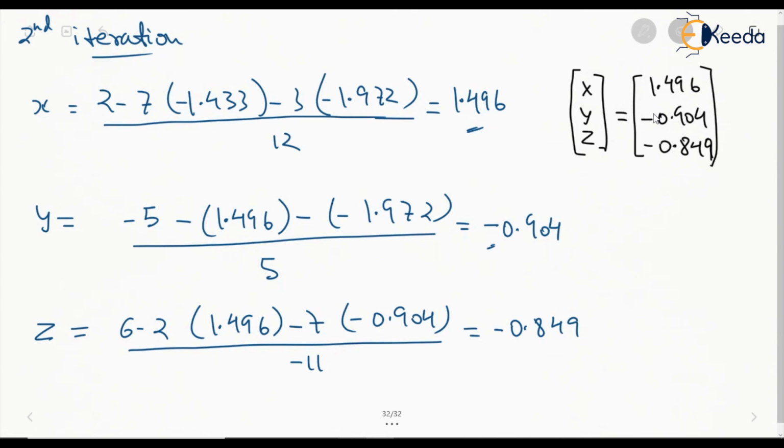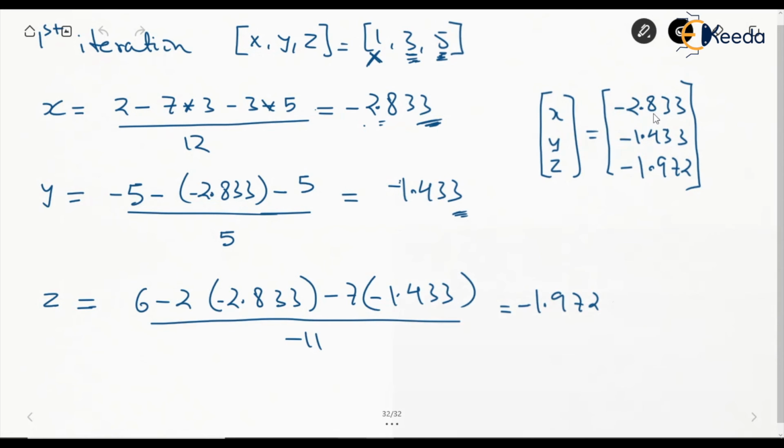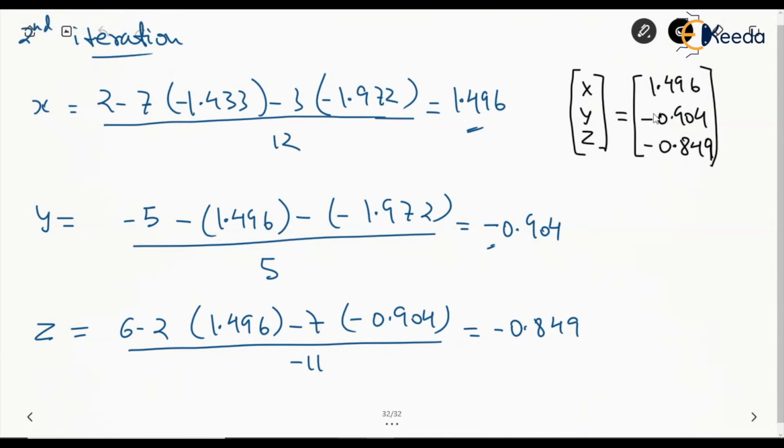Now let's compare the last iteration value and this iteration value. It was minus 2.833, minus 1.433, minus 1.972, which is very different from this iteration value. That means we are not even close to converging. So if the number of iterations is not provided, how long do we have to do this iteration? Well, we will have to compare the latest iteration and the last iteration value.